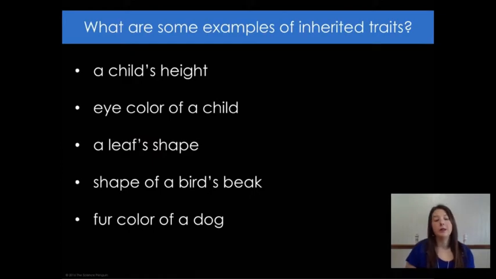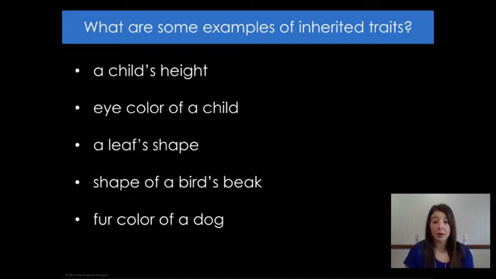So here are some other examples of inherited traits. A child's height, so how tall you're going to be depends on how tall your parents are. Eye color of a child. So your eye color probably matches one of your parents. A leaf's shape. So if you notice, all leaves on the same tree have very similar shapes. Now they will vary a little, but they are fairly similar.